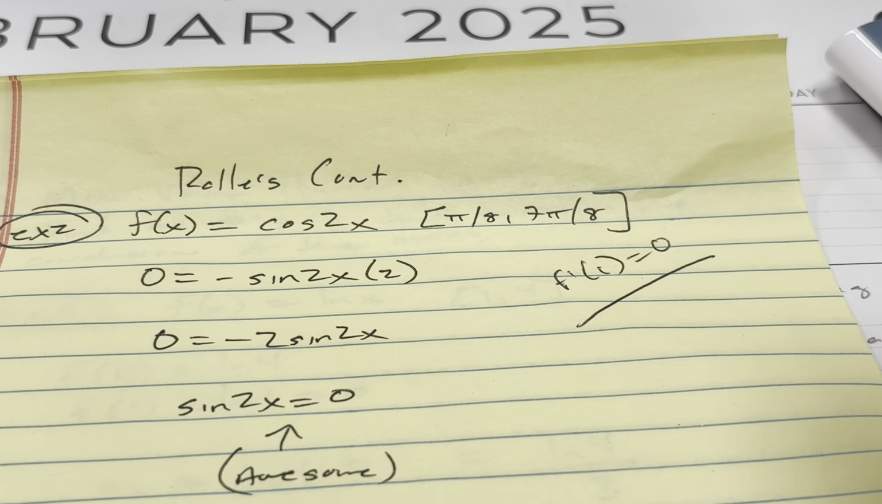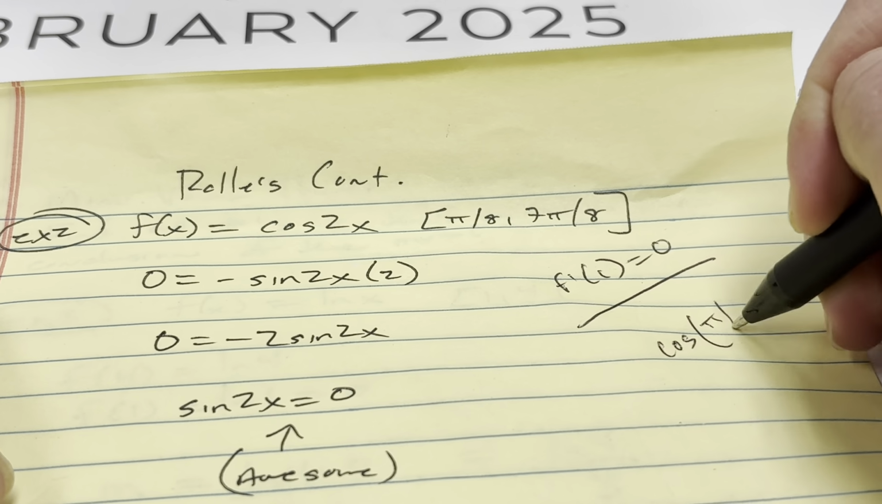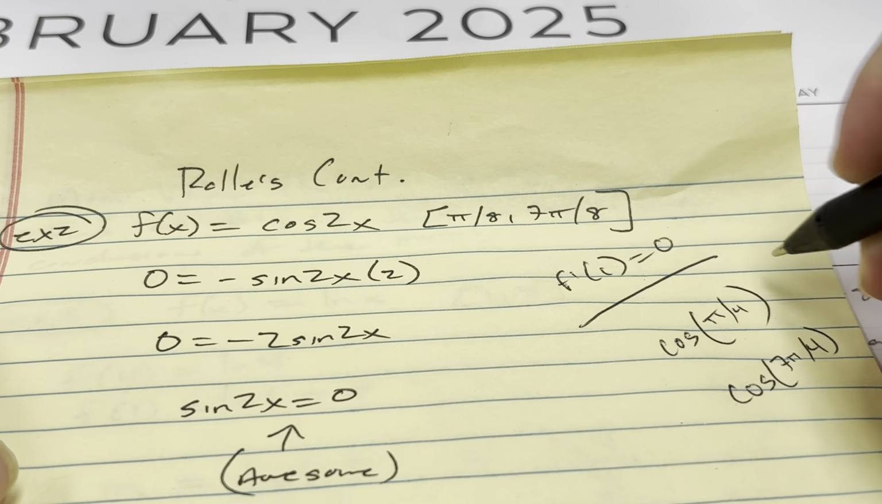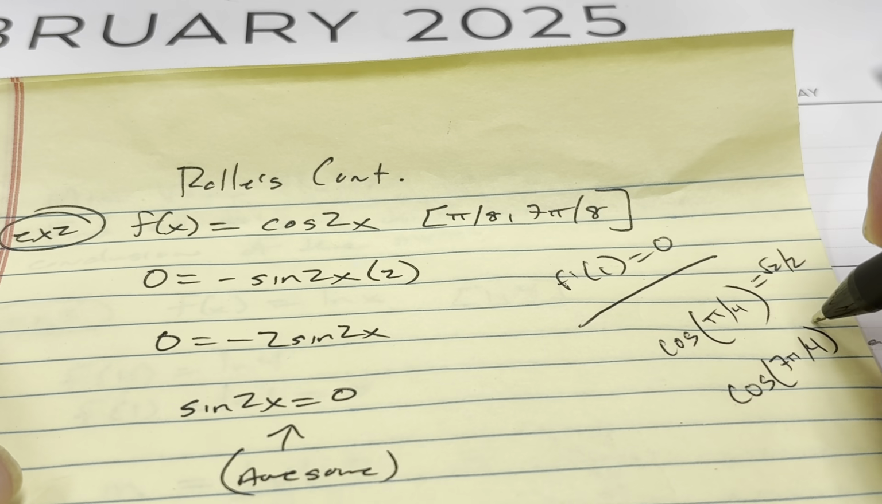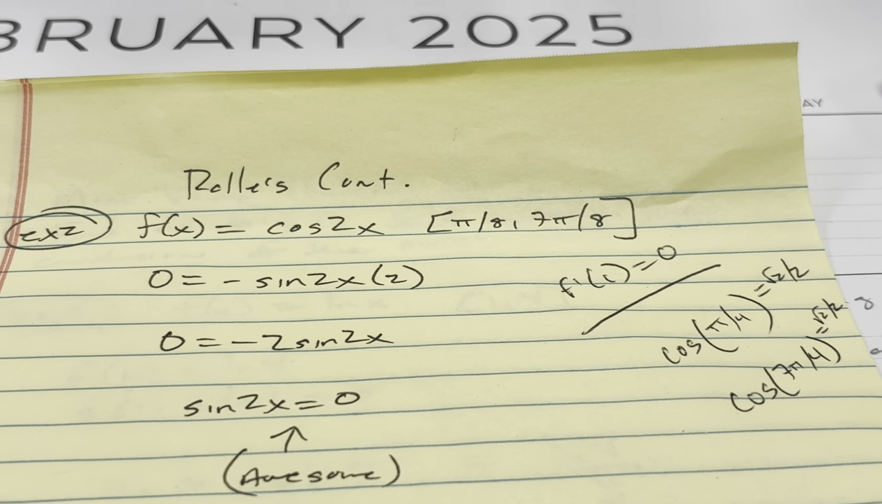All right, I should check this. You're going to have cosine of pi fourths, and then you're going to compare that with cosine of 7 pi fourths, and it's going to be root 2 over 2, and it's going to be root 2 over 2. You get the same y value. So it's going to be 0 over 6 pi over 8, 0 over 3 pi fourths. Anyway, the slope is 0. All right, we should check it.